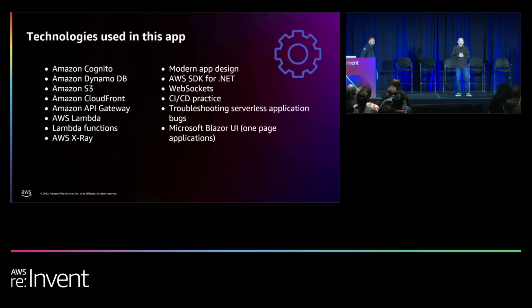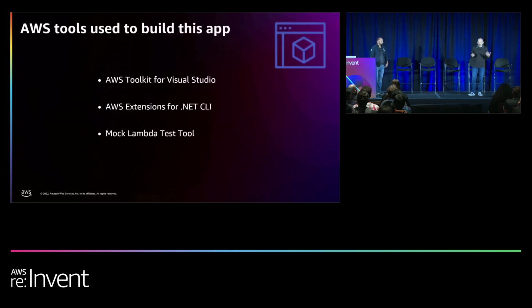Okay, so what we just looked at was a bunch of AWS technologies that we went through, as well as a bunch of technologies in general, right? So we've got modern app design, we've got WebSockets, CI/CD best practice type stuff. We've got Blazor, Microsoft Blazor, which is the GUI, and we'll talk a lot more about that. So there's a lot to learn here, how to integrate best practice to call and store stuff in Dynamo or S3 or have that kick off a Lambda function. So lots of cool things to look at and learn. So those were the technologies that were used to build this application, right?